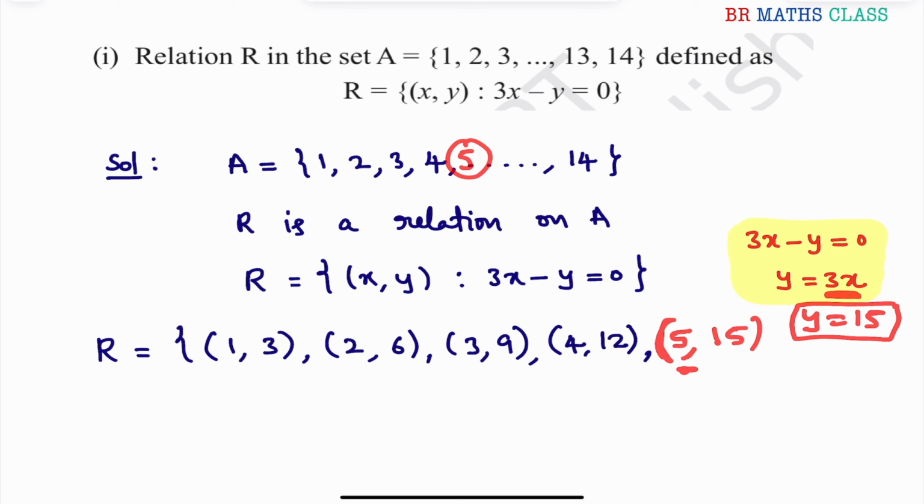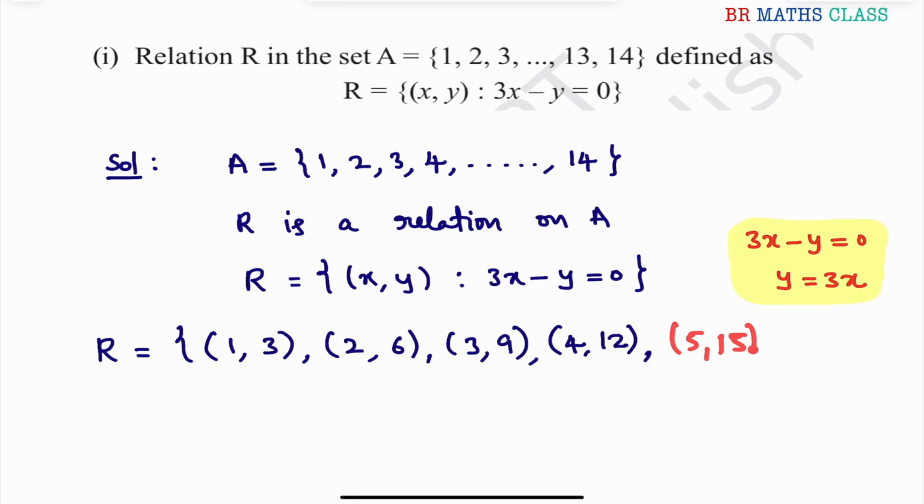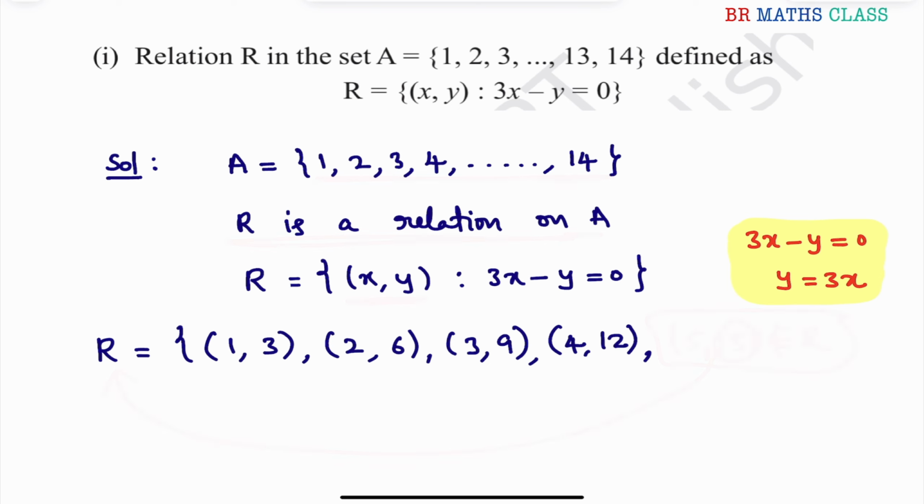But the problem is, for this ordered pair to be in this relation, these two numbers must be in set A. Here 15 is there, 15 is not in set A. So the ordered pair (5, 15) does not belong to this relation, because 15 is not in set A. This says that as it is a relation on A, x must be in set A, y also must be in set A. Similarly, if I take x is 6, y will become 3 into 6, 18.